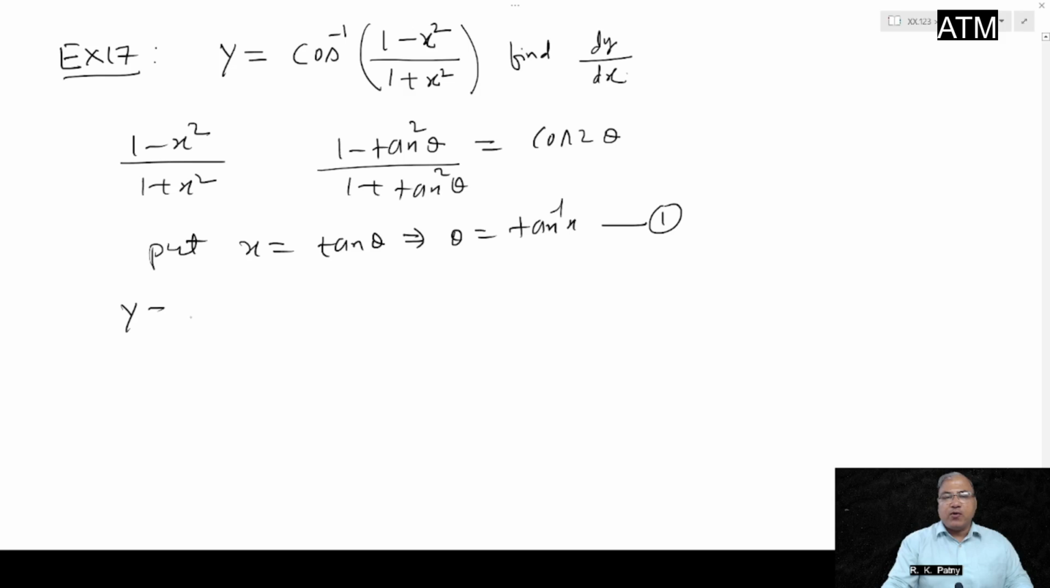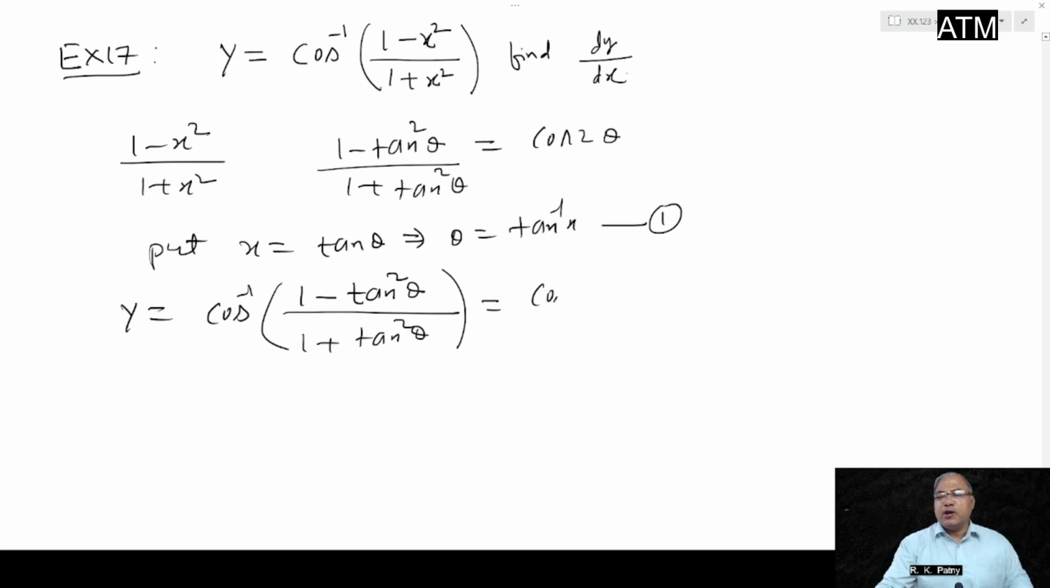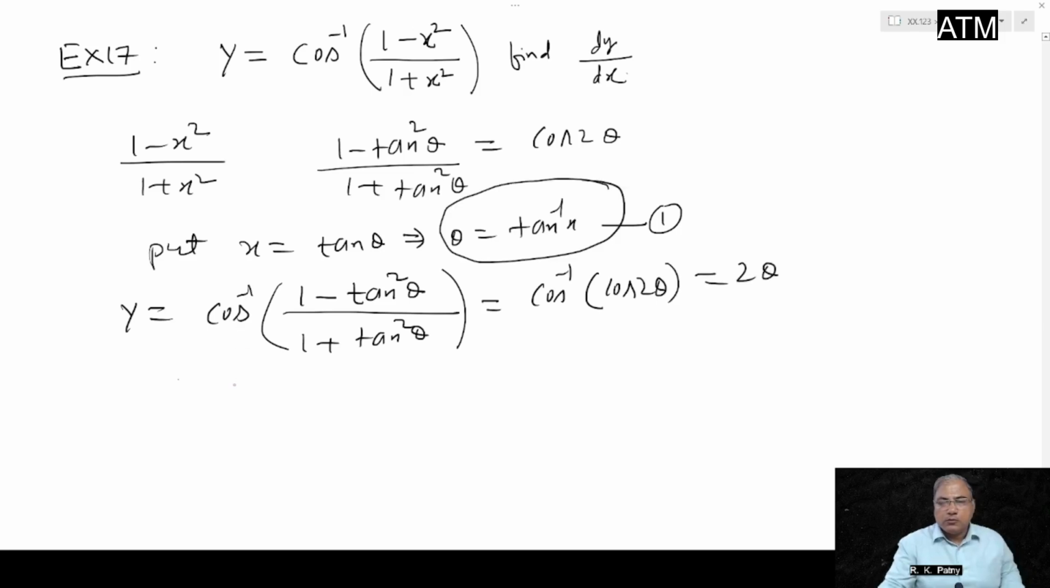So I have y equals cos inverse, and in place of x I am writing tan theta. Therefore it is (1 minus tan square theta) upon (1 plus tan square theta). So this is equivalent to cos inverse of cos 2 theta, that is equivalent to 2 theta. Therefore y equals 2 theta. What is theta? Theta is nothing but tan inverse x. Therefore y equals 2 tan inverse x.